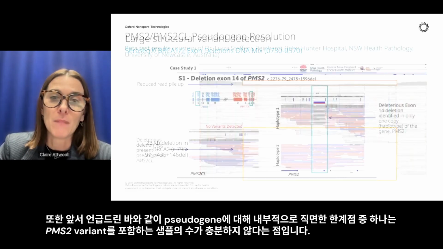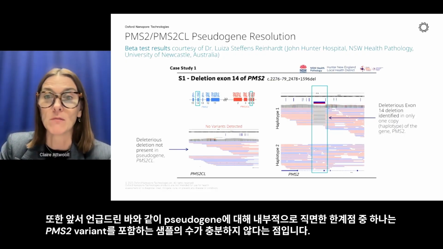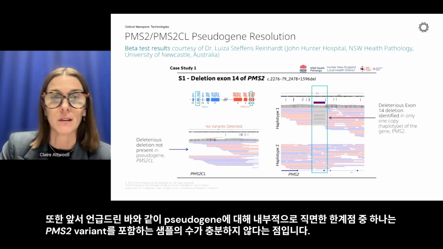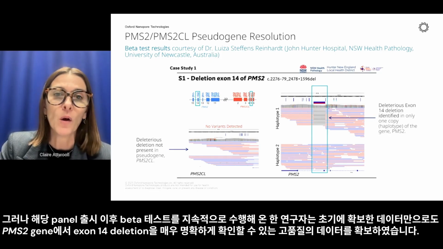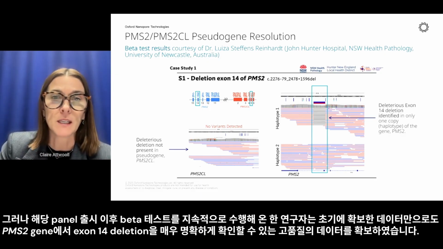And then I mentioned pseudogenes. One of the challenges we have internally, obviously, is we don't have a lot of samples with PMS2 mutations in them. But one of our beta testers, who has really done quite a lot of work on this panel subsequently since it's launched, was able to get just from her beta testing some really nice data showing deletion of exon 14 in PMS2.